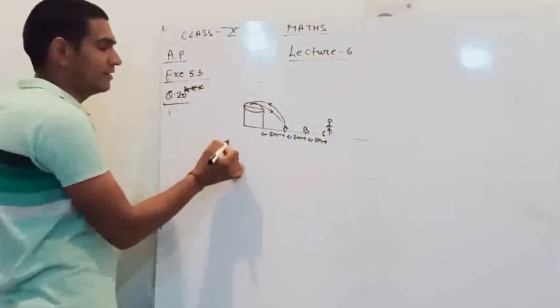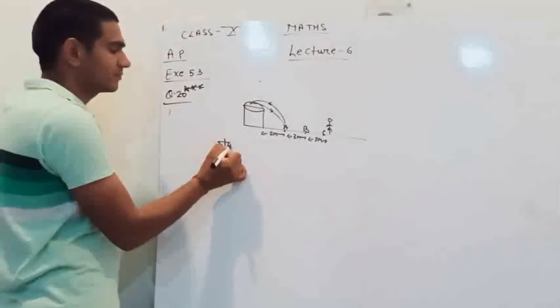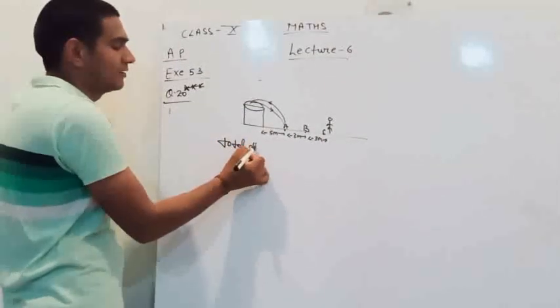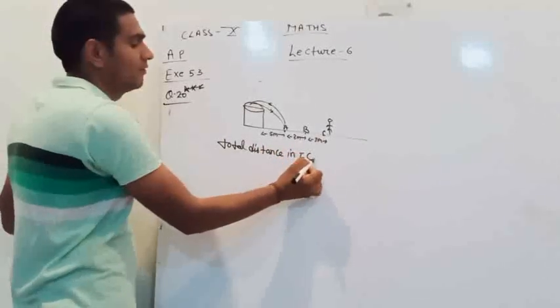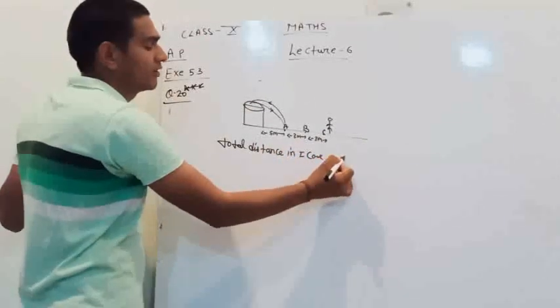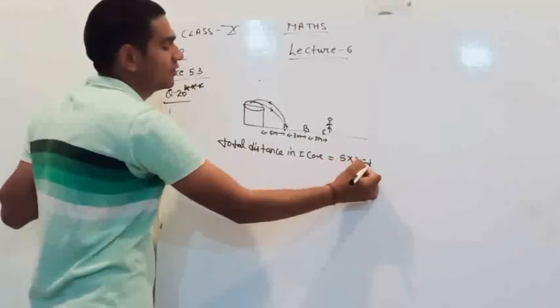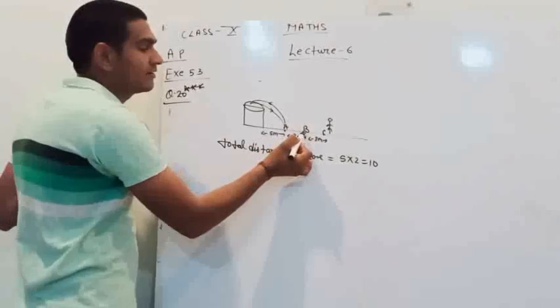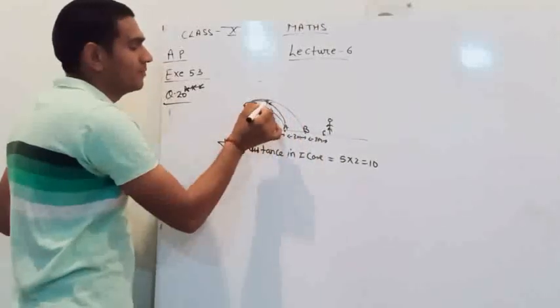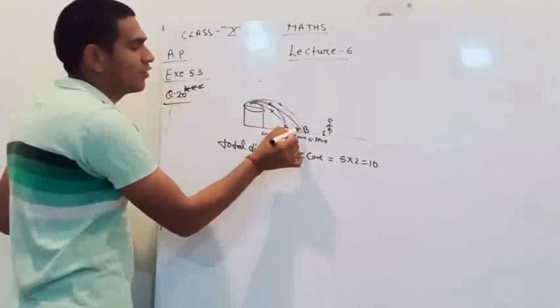Then total distance in first case is equals to 5 multiplied by 2 is equals to 10, or not? 5 coming, then 5 meter back. Second, standing at point B, come, then again go back.